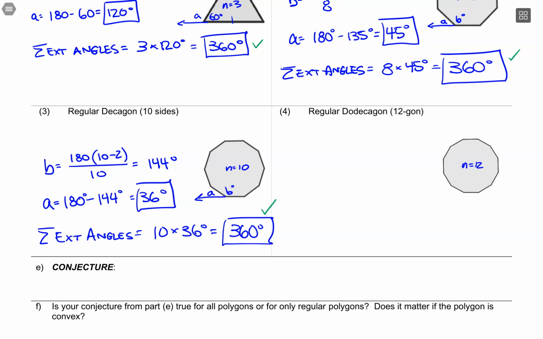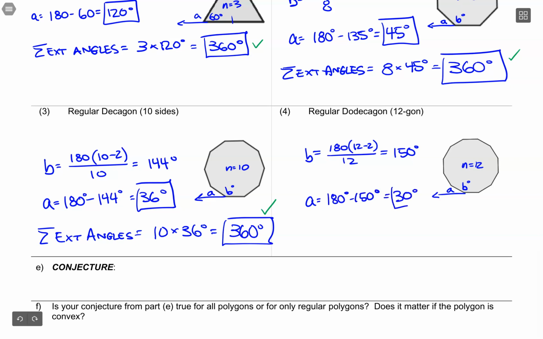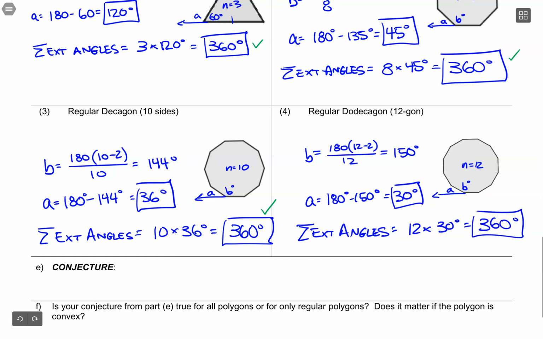Last one we're going to look at here is the regular dodecagon, 12 sides. I'm calling that interior angle B, exterior angle I'm going to squeeze in there and call it A. Each interior angle of a regular dodecagon is 150 degrees. That means each exterior angle will be 30 degrees. Sum of the exterior angles. Well, I have 12 of them, and they're each 30 degrees. That gives me that number 360 degrees again. Okay, so we've seen that now multiple times.